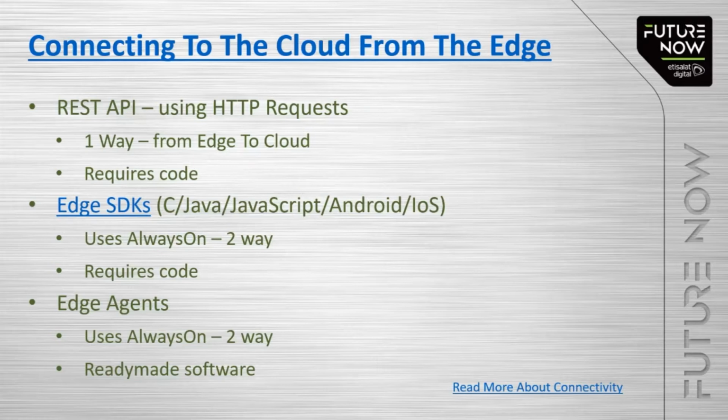ThingWorx provides a number of edge SDKs which use something called AlwaysOn. AlwaysOn is their protocol, which is a duplex protocol. I'm going to explain a little bit more about it. There is a C, Java, JavaScript, Android, and iOS SDK based on what you want to do. It still requires code because it is an SDK.